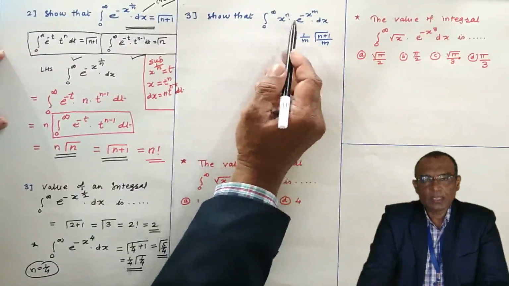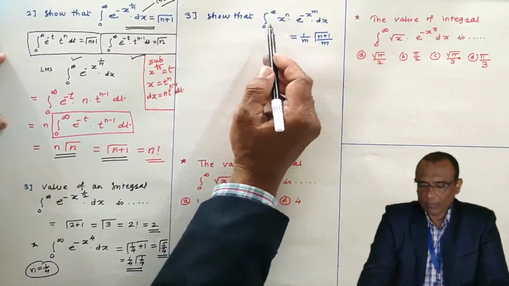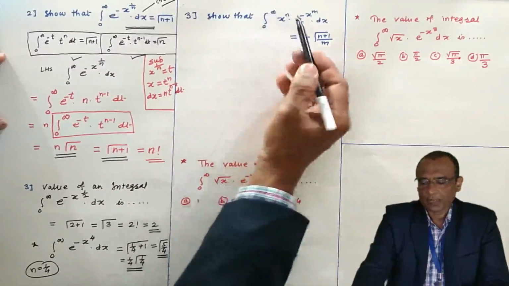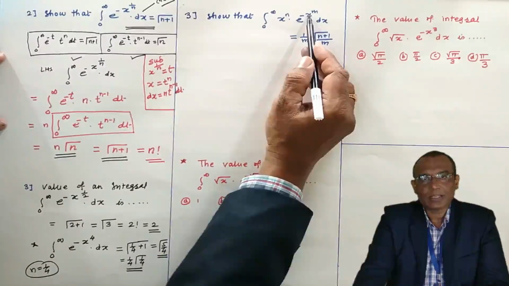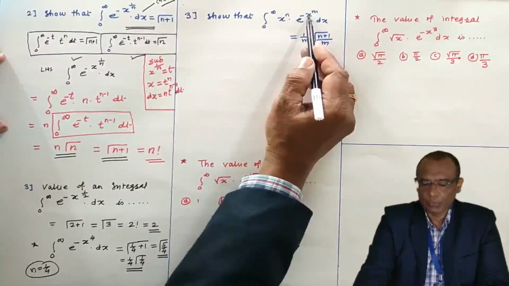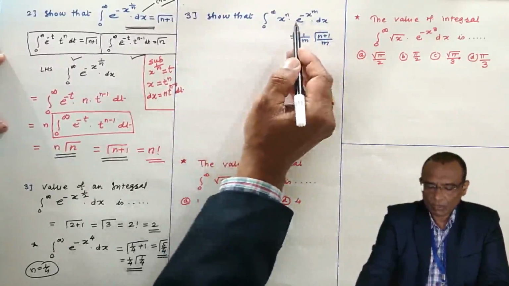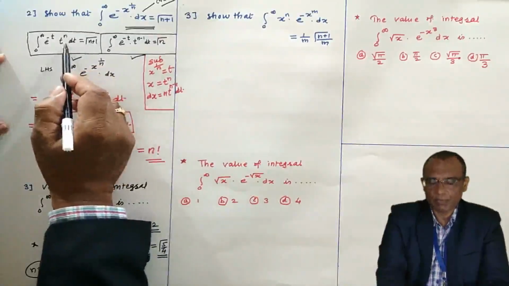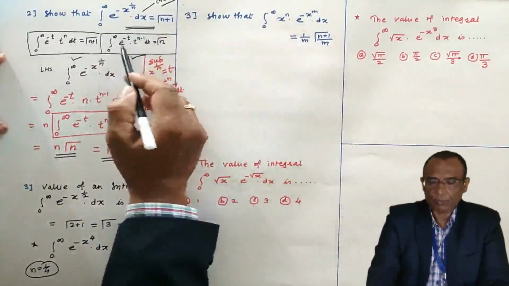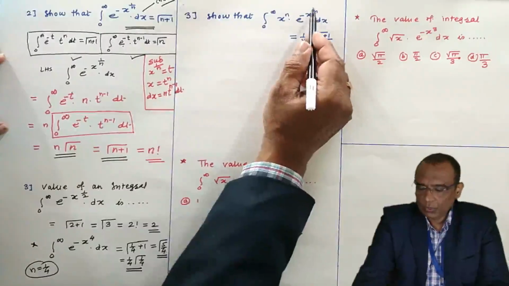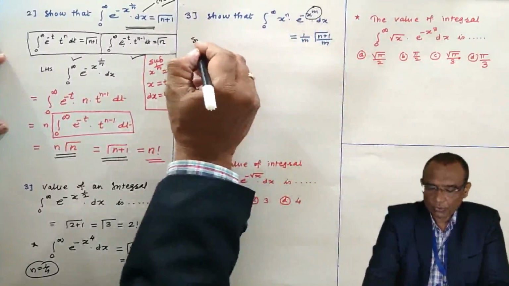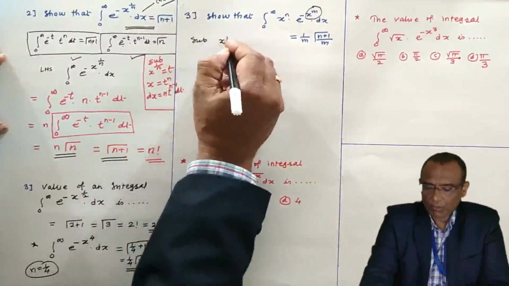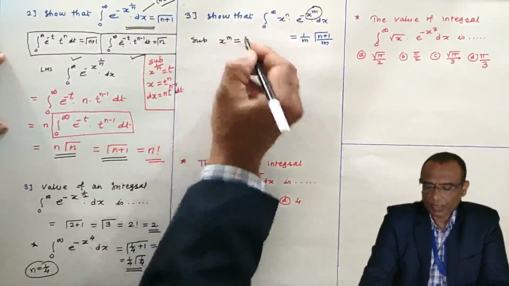If you look at this integral very carefully, the 0 to infinity is there, e power negative argument is there, so there are chances that the gamma function can be used. So what to do? In order to fit this definition of the gamma function, substitute x to the power m is equal to t.